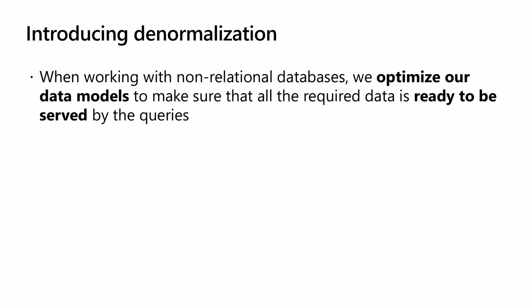of denormalization. Okay? Whenever you are working with non-relational databases, usually you optimize your data models to make sure that all the data you need to return is ready to be served. In our example, whenever I return a product, I also need to return the category name. I also need to return the names of the tags. So I'm going to make sure that this is ready to be read whenever I'm querying my database.